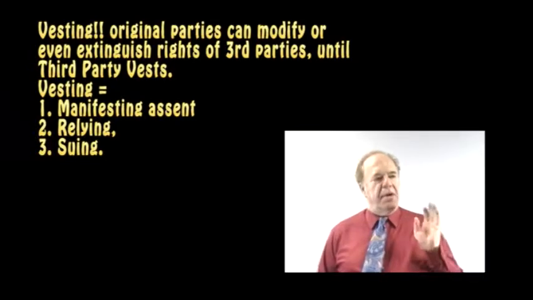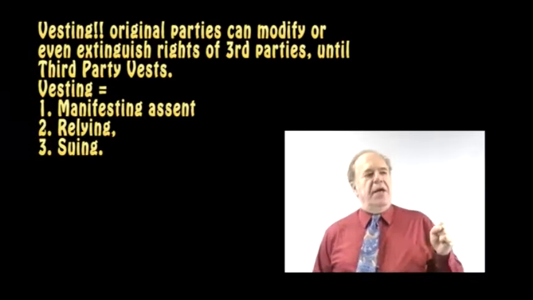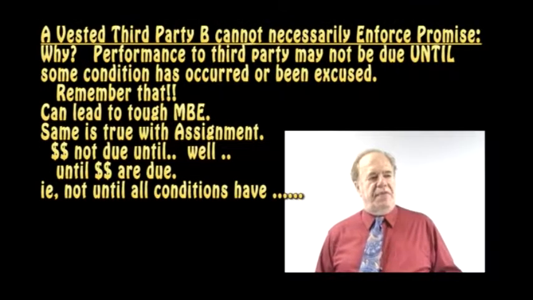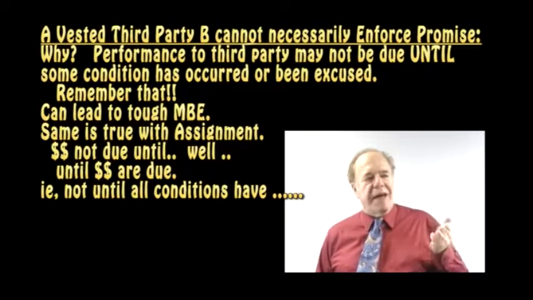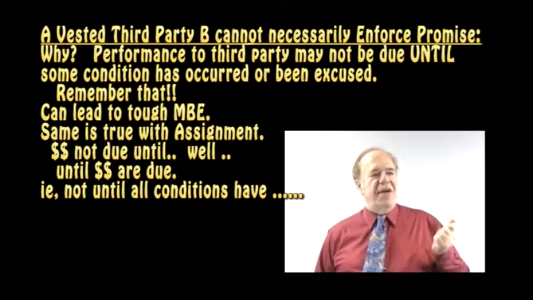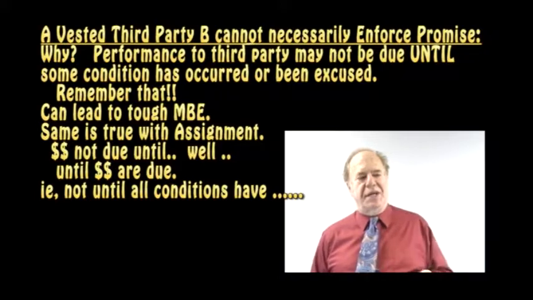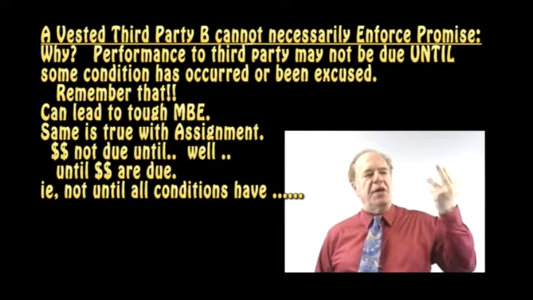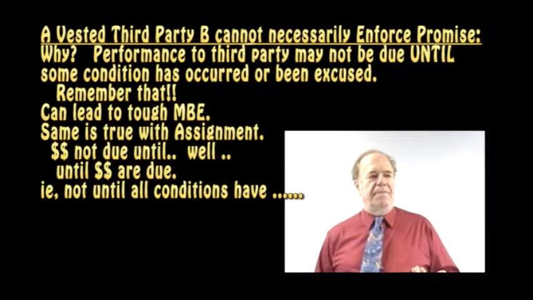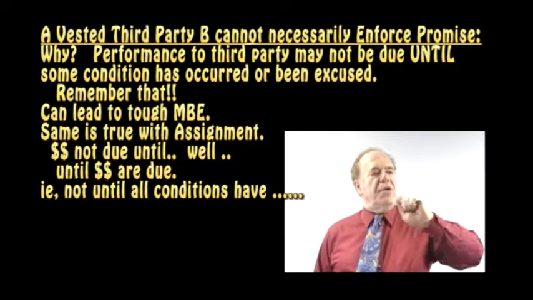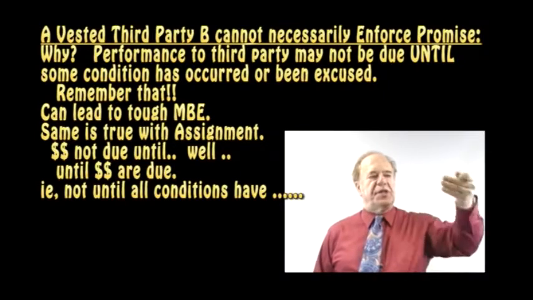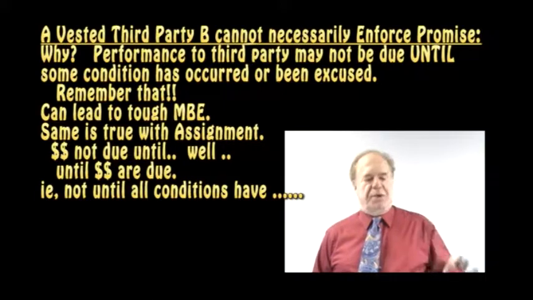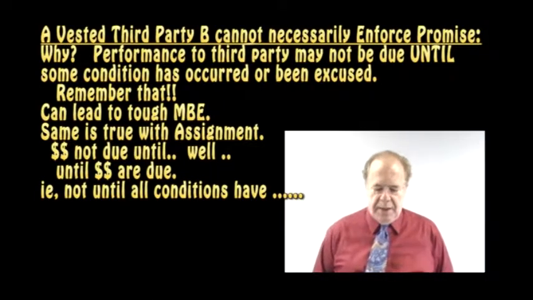Another point to make with third-party beneficiaries: just because there is a contract that provides for the payment or performance to a third-party beneficiary, and even though the third-party beneficiary is vested, doesn't mean the third-party beneficiary is going to collect. Because the third-party beneficiary doesn't collect until the money or the performance is due. And if one of the original parties breaches so that the performance is not due, then the third-party beneficiary still will not collect. Okay, study all that.